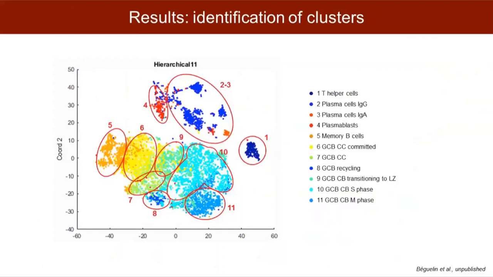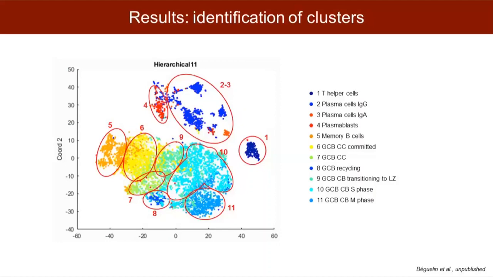In summary, we identified 11 different clusters in our YFP-positive splenocytes: T helper cells, plasma cells, plasmablasts, which are proliferative, less differentiated plasma cells, memory B cells, committed centrocytes, centrocytes, recycling centrocytes back to dark zone, centroblasts transitioning to light zone, centroblasts in S phase, and centroblasts in M phase.